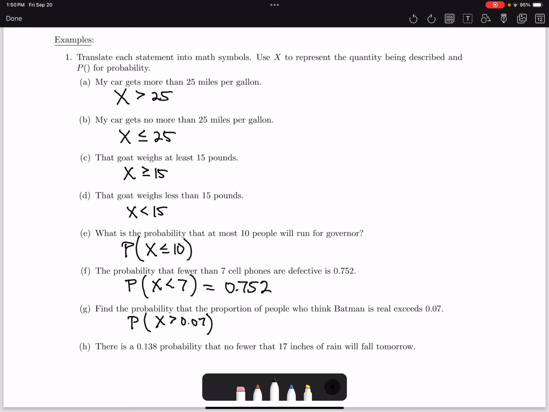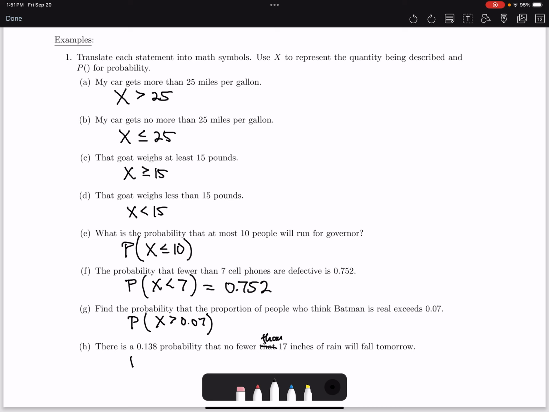Okay, and one more. Part H says there is a 0.138 probability that no fewer than 17 inches of rain will fall tomorrow. So it looks like here they're giving us the answer again. They're telling us the probability in question is equal to 0.138. But what is the probability they're describing? They're describing the probability that no fewer than 17 inches of rain will fall tomorrow.